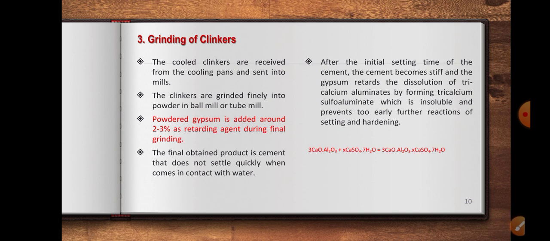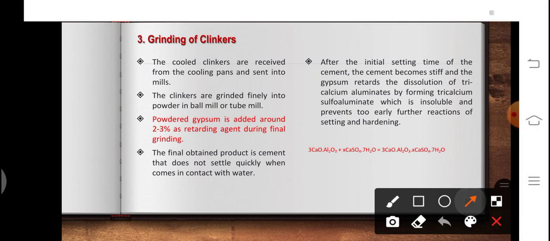The cooled clinkers are received from the cooling pans and sent into the mills. The clinkers are ground finely into powder in either a tube mill or a ball mill. At this point, during the grinding of clinkers, powdered gypsum is added. Why is this added? This is to retard. This is a retarding agent. What does it do? The gypsum, that is calcium sulfate, basically delays the initial setting time of the cement.